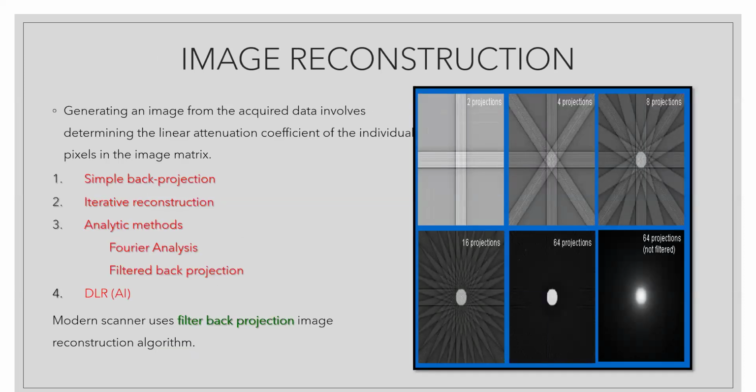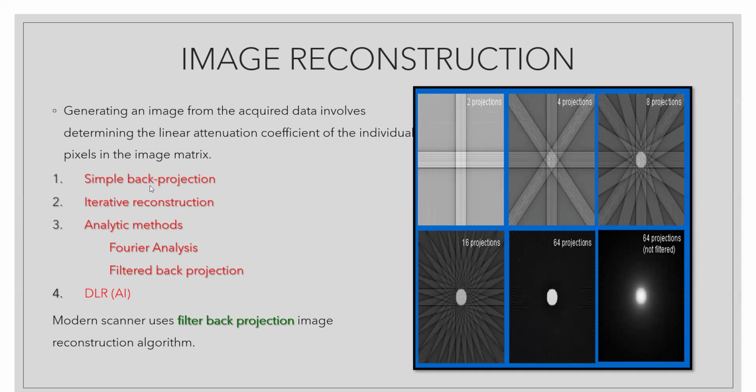Coming to the image reconstruction. Image reconstruction is mainly done by an algorithm. Generating an image from acquired data involves determining the linear coefficient of individual pixels in the image matrix, which is done by various algorithms. These are some common image reconstruction methods which are used for CT.